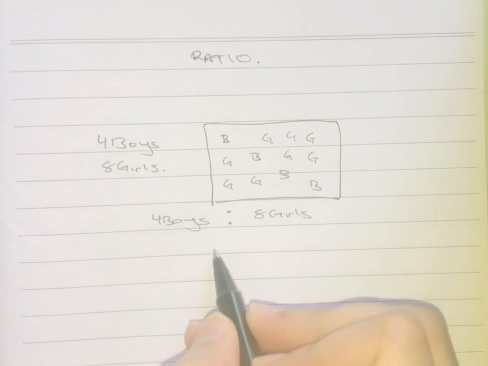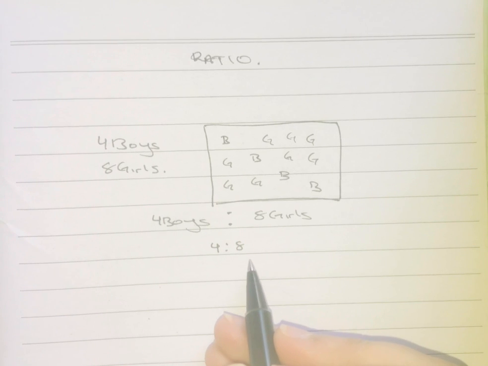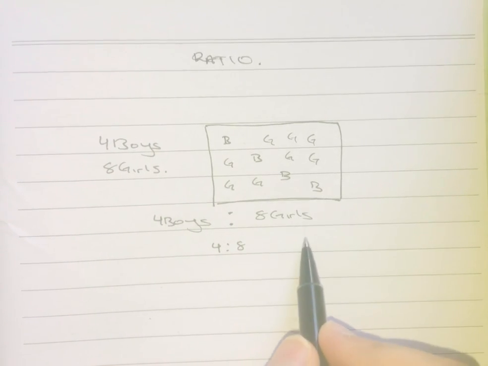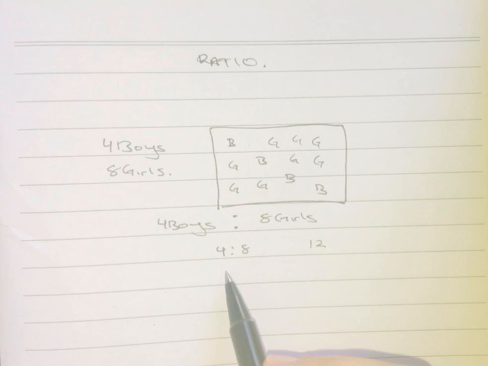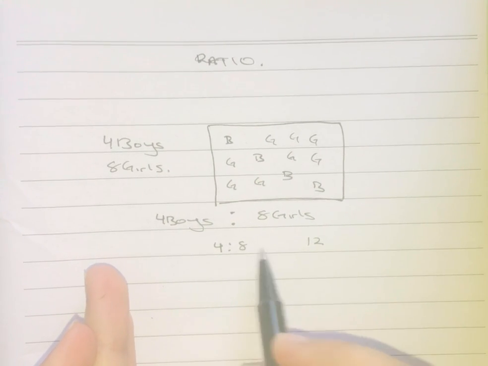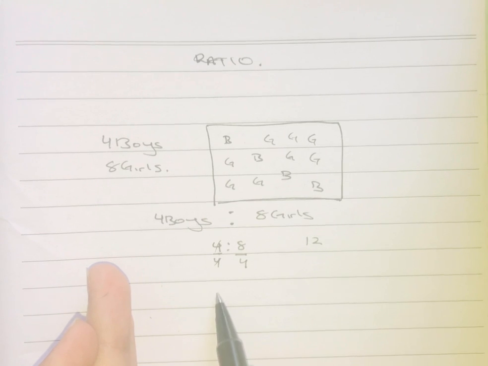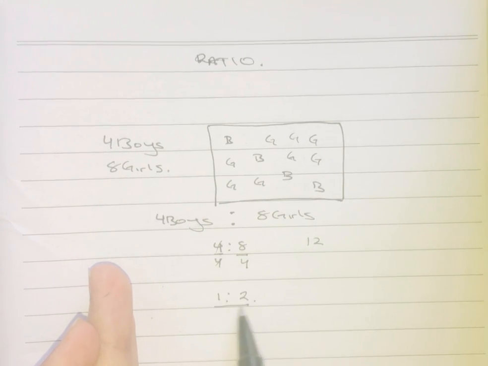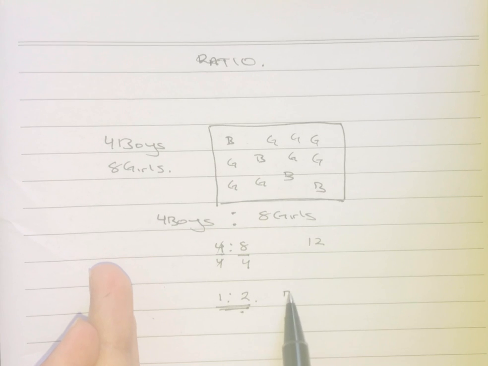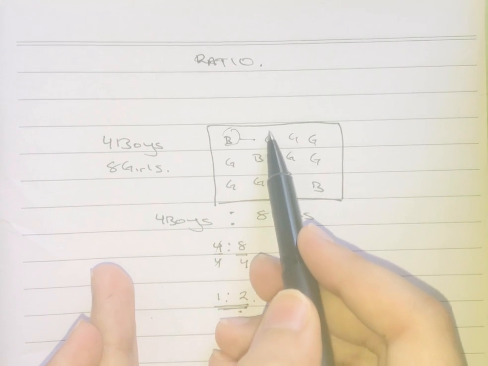So whenever you see this, you're trying to show that for a class of 12 students, four of them are boys and eight of them are girls. However, whenever you write ratios, you don't leave it the way it is. You have to simplify it. So you divide by 4. This will cancel out, so 1 ratio 2. This will be your final ratio of boys to girls. This basically means that for every one boy, there are two girls.